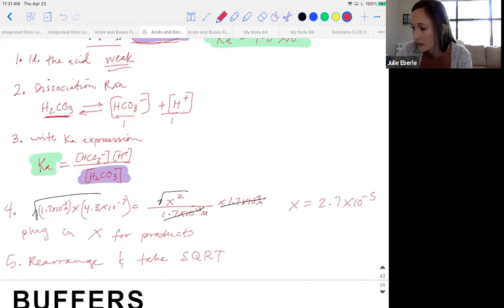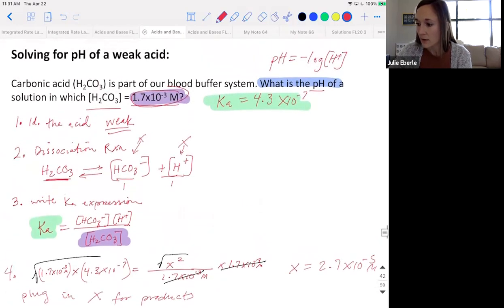Now, why is x a big deal here? It says units of molarity. X is H plus. We said we plugged in x for both of these things. And guess what? How do we get pH? We wrote it up here. pH is the negative log of H plus. Now we can get pH.